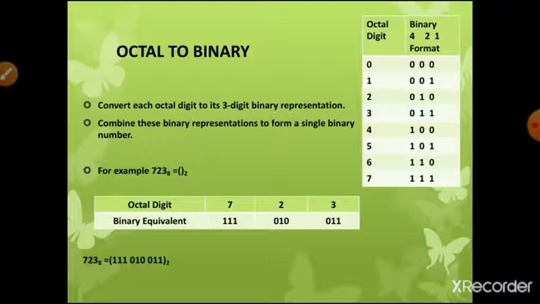At last we combine all the binary equivalents from the most significant bit. Which one is the most significant bit? Here 7 is the most significant bit. We start writing the binary equivalent from 111 010 011. This is going to be the answer for octal to binary.